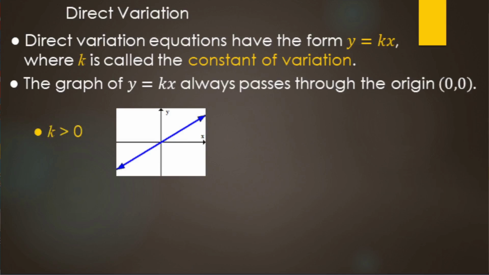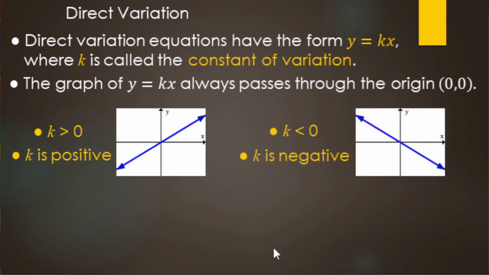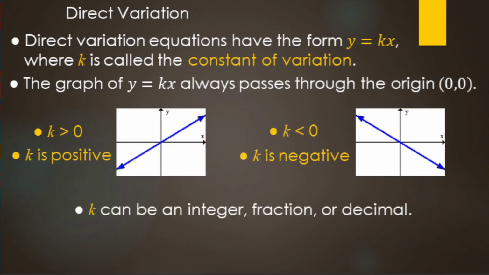Now, when the k is positive, or greater than 0, it's going to look like this. And anytime you see these inequalities, try and translate them back into English. So greater than 0, well, that's the positive numbers. Now, if k is less than 0, those are going to be negative numbers. So if that k right there is a negative number, then from left to right, the graph is going to decrease. If k is positive, it's going to increase. So this k can be any value. It can be an integer, a fraction, or a decimal.